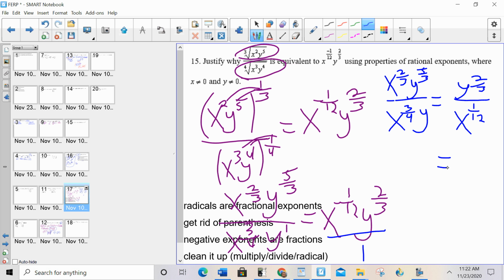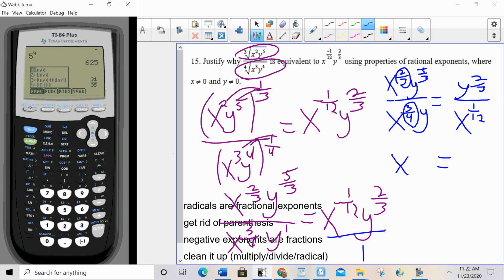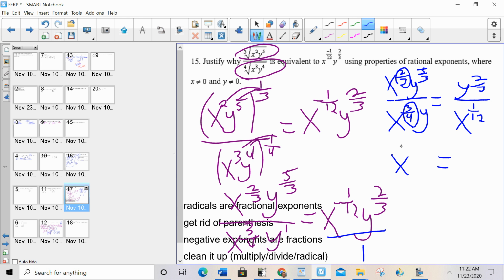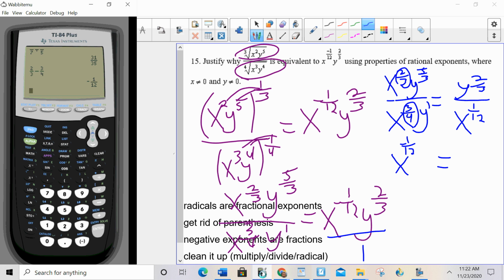So when I'm dividing, I subtract the exponents. So I'm going to do 2/3 minus 3/4. I'll use the calculator for that. Alpha y equals enter. 2/3 minus 3/4 is negative 1/12. For the y's, 5/3 minus 1 is 2/3.